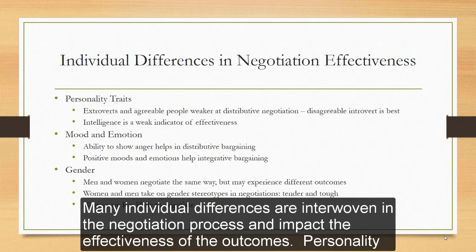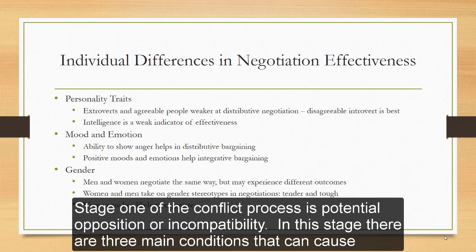Intelligence is, interestingly, not a very good indicator of effective negotiation skills. In terms of mood and emotion, it can impact negotiations. Emotions such as anger can be an effective tool in distributive bargaining, but more positive moods are necessary in an integrative bargaining situation. Men and women tend to approach negotiations in the same way, but may view outcomes differently. Women tend to appear more tender to others, and men come across as more tough.